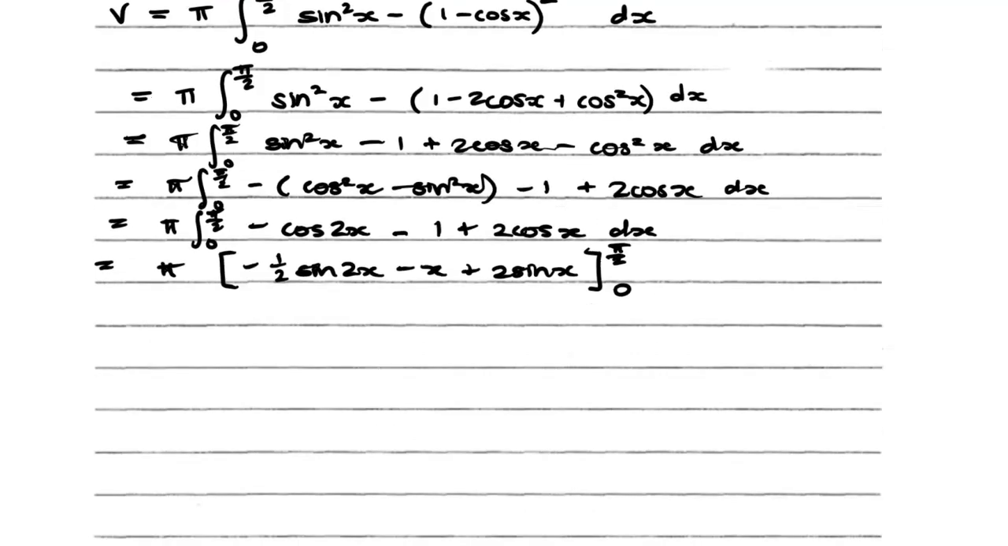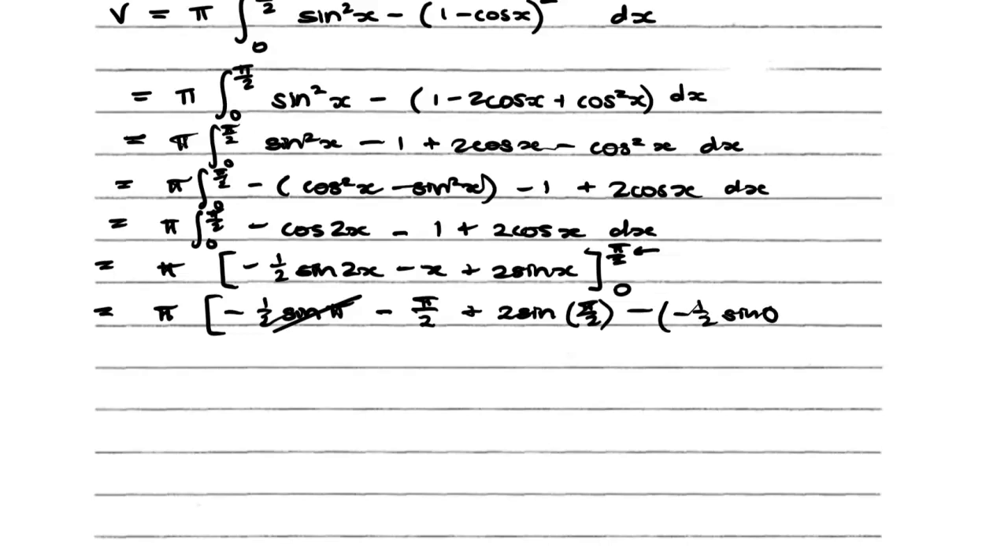Now, we're going to be substituting in nice values. I'm going to have negative a half sine of 2x, and because we're substituting in pi on 2 lots of that will be pi. That's nice because that goes away. We're going to have minus pi on 2 plus 2 sine of pi on 2. And then we're going to have minus negative a half sine of 0 minus 0 plus 2 sine of 0. So all of that goes away.